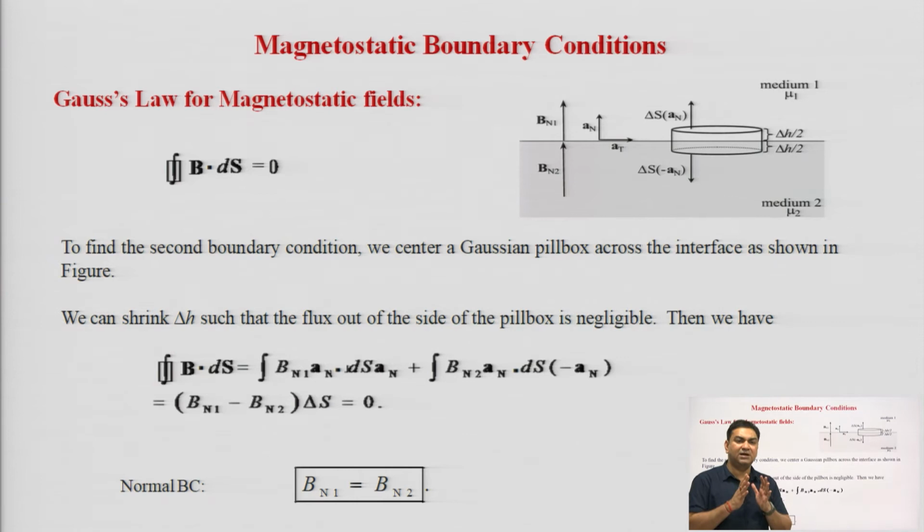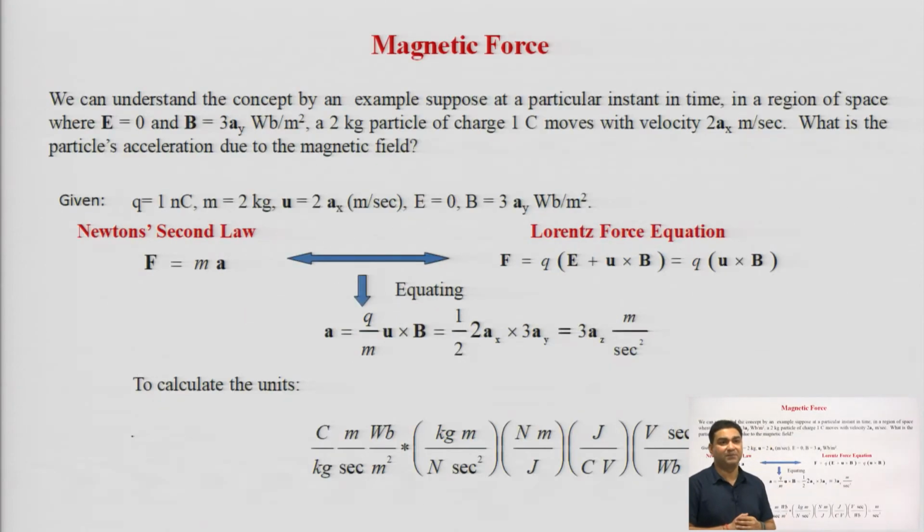These are the aspects which are taken for the normal components, and when we consider this particular equation, we get the formulation in terms of (Bn1 minus Bn2) multiplied by that delta S, where this delta S is the differential surface area which is equal to 0. So, here we can say that the normal component of magnetic flux density Bn1 is equal to Bn2. This is the second boundary condition for the magnetic field.